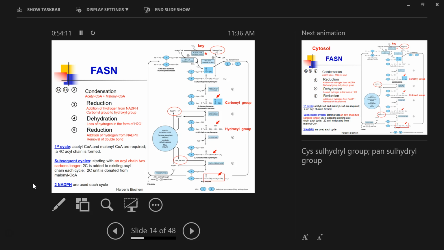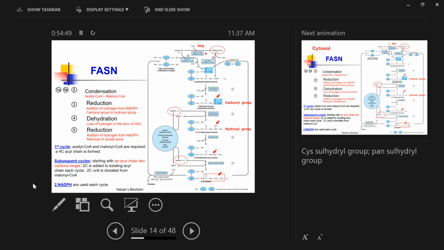So again, this represents a complex of fatty acid synthesis. Remember, I told you, the two monomers form the complex and have two different ends. One has the cysteine SH group, and the other has the pantetheine SH group. These two sites are actually very important. That is where acetyl-CoA or malonyl-CoA molecules are attached, to this cysteine or pantetheine SH site, right?